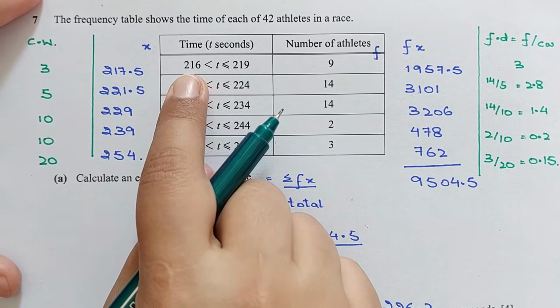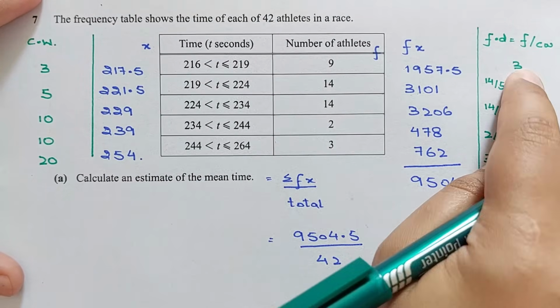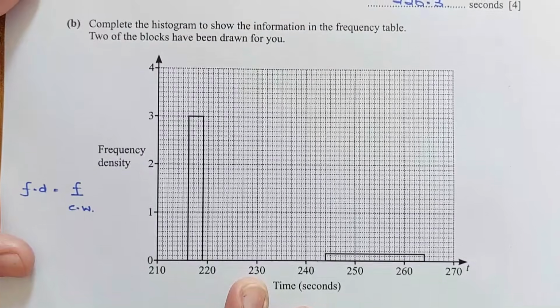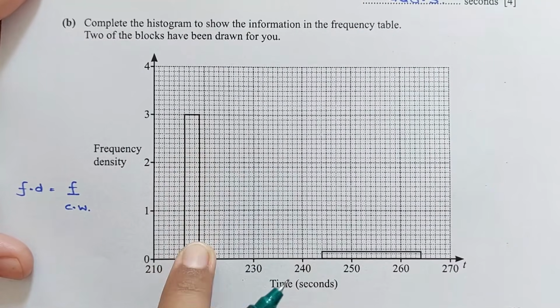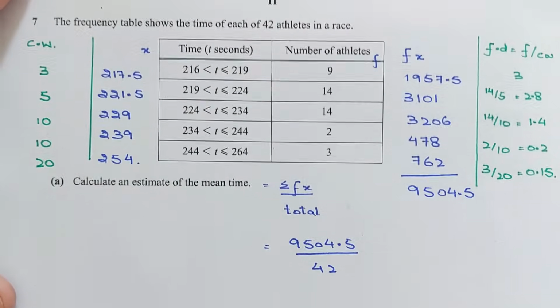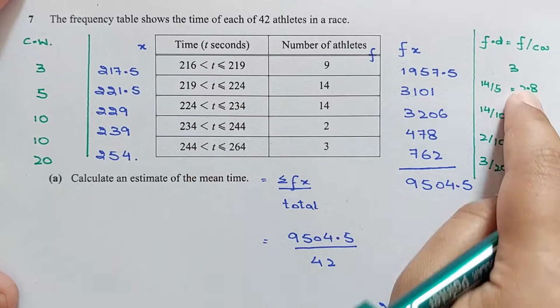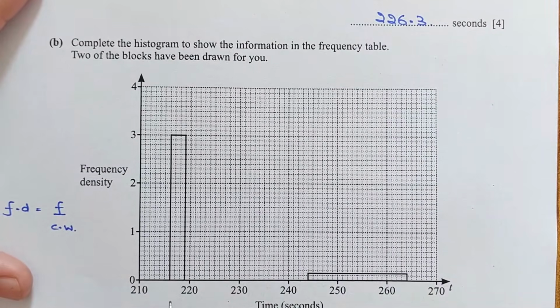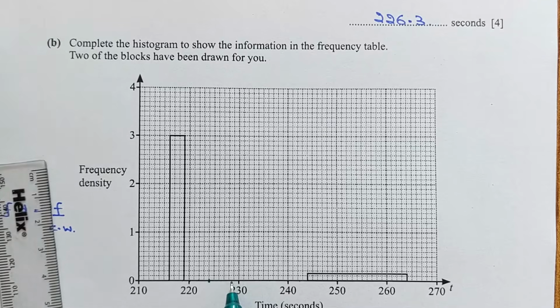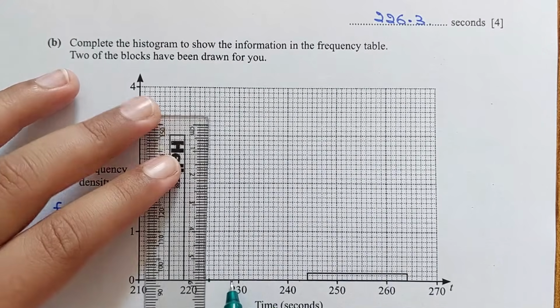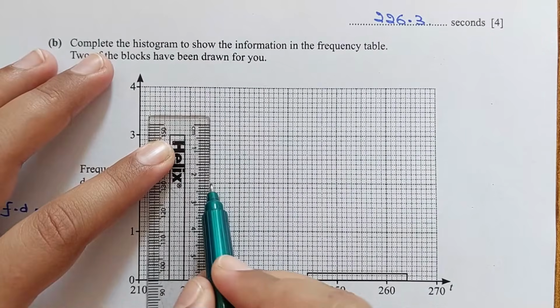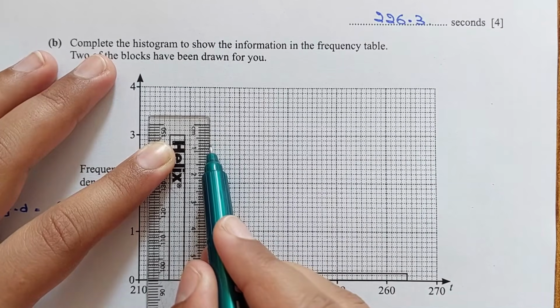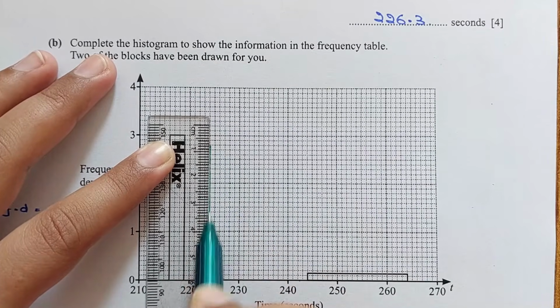The first interval is 216 to 219. The frequency density is 3, which is already done. From 219 to 224, the frequency density is 2.8. 219 to 224, this is 220, 21, 22, 23 and 24 over here. This is 1, this is 2, and 2.8 is 2 blocks below 3.